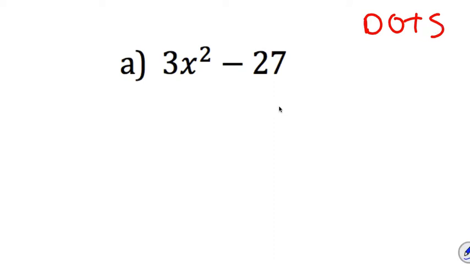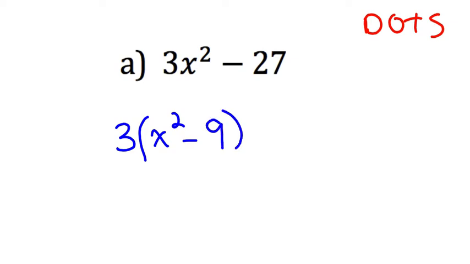So then we have to say, all right, well, let's see, can I take something out of here? Yeah, I can take a 3 out, right? So divide 3 out. So I'm left with x squared minus 27 divided by 3 is 9. So now I have a difference of two squares. X squared is a perfect square that's being subtracted, and 9 is a perfect square. So this 3 is my greatest common factor. That will stay out front.